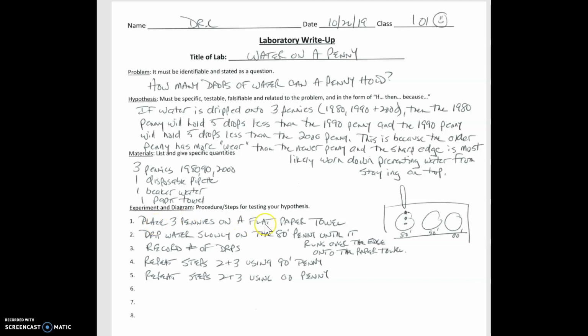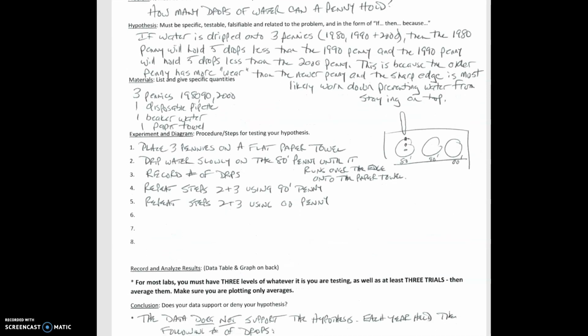Number 1, place 3 pennies on a flat paper towel. Number 2, drip water slowly onto the 1980 penny until it runs over the edge onto the paper towel. Number 3, record the number of drips. Number 4, repeat steps 2 and 3 using the 1990 penny. Then the next step is repeat steps 2 and 3 using the 2000 penny.